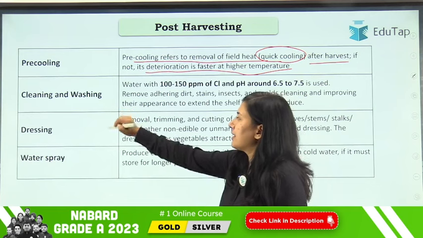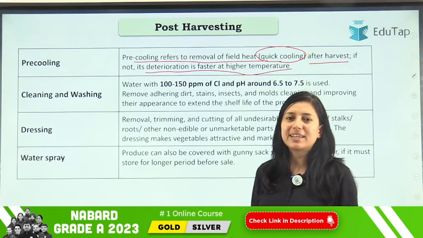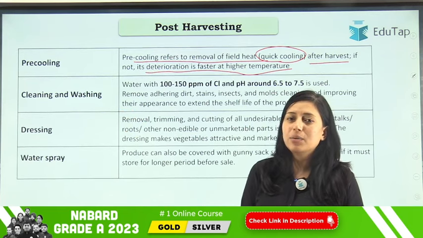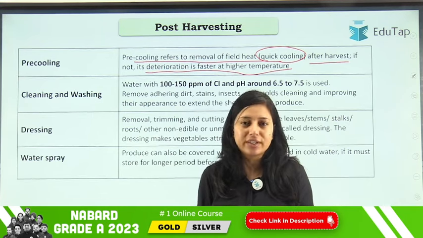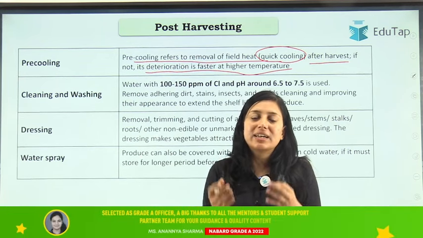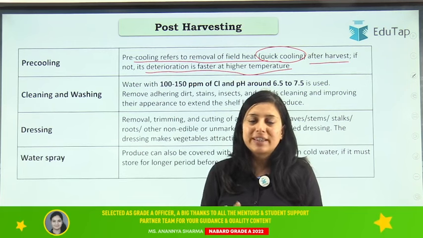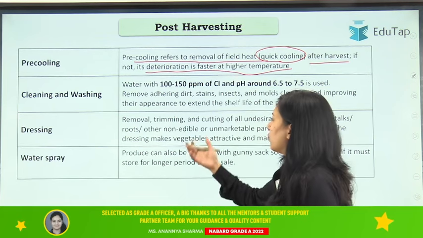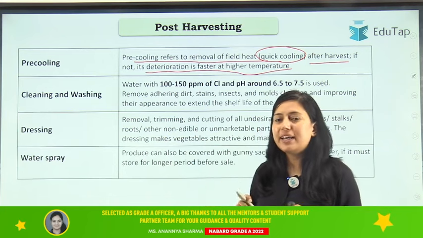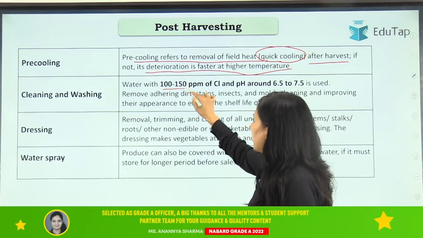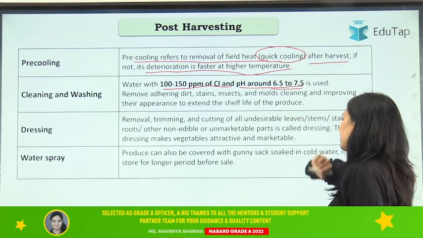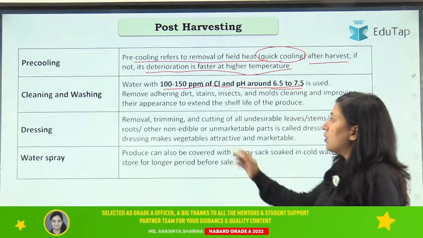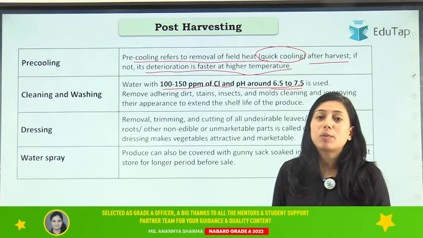Next is cleaning and washing. We know why we clean. Even when we bring any vegetable or fruit from the market, we clean and wash it, right? So that any dirt and debris can be removed from the produce. Similarly, we go for cleaning and washing here, but we use water with 100 to 150 ppm of chlorine and a pH of around 6.5 to 7.5. This is done so that the produce can be properly cleaned.